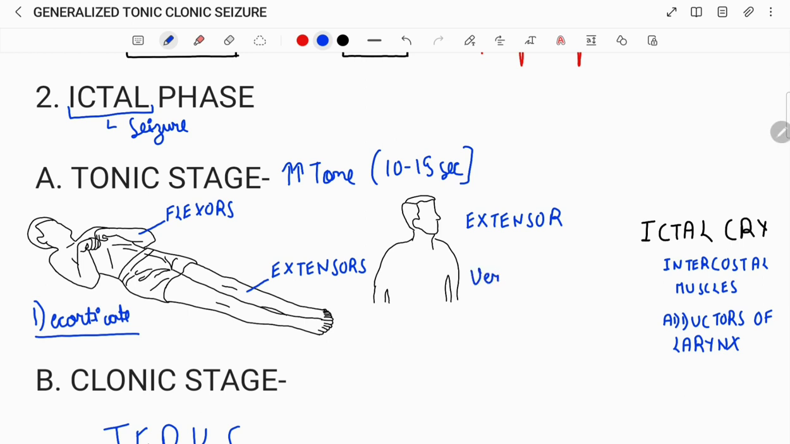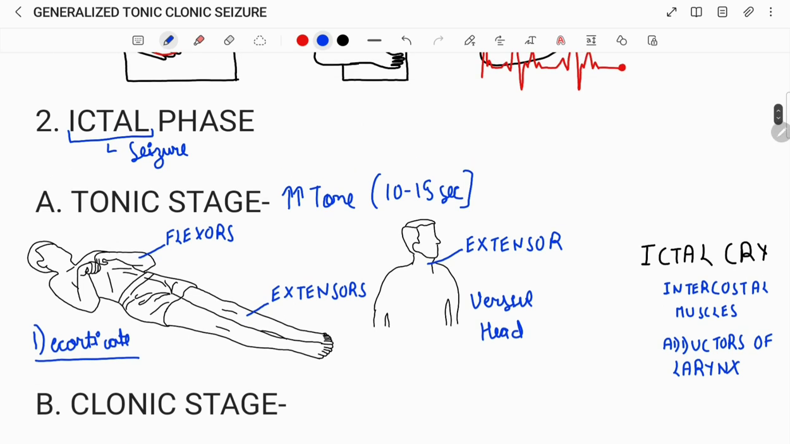Also, there is versive head turning, and that occurs due to extensors of the neck being affected, and that is followed by an ictal cry. This ictal cry occurs due to intercostal muscles and adductors of the larynx being affected.